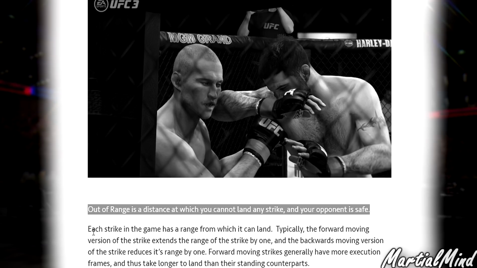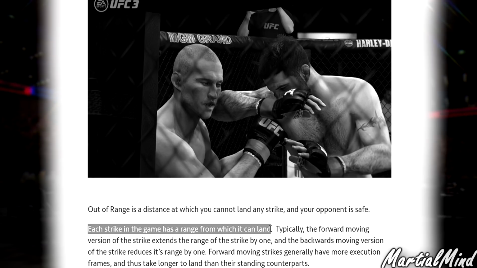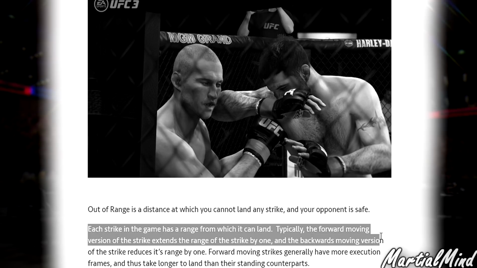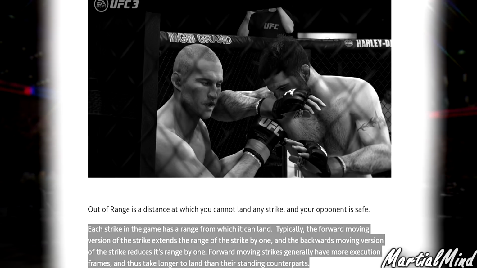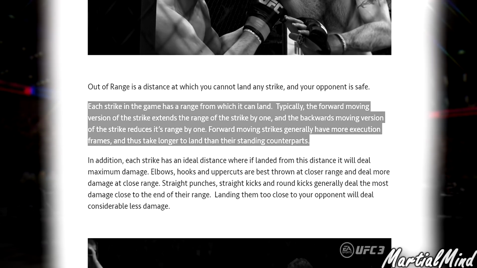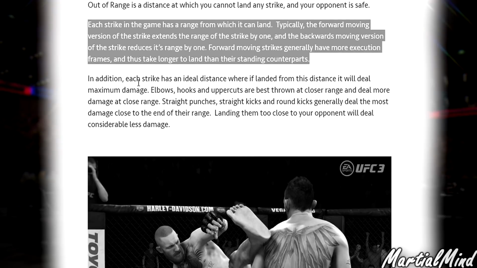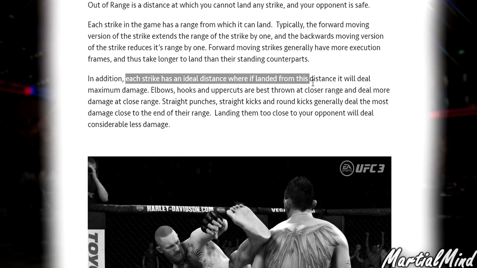Each strike in the game has a range from where it can land. Now, typically, the forward-moving version of the strikes extends the range of that strike by 1, and the backwards-moving version of the strike reduces its range by 1. Now, forward-moving strikes generally have more execution frames, which means that they'll take longer to land than their standing counterparts. In addition, each strike has an ideal distance where if landed from this distance, it's going to deal maximum damage.